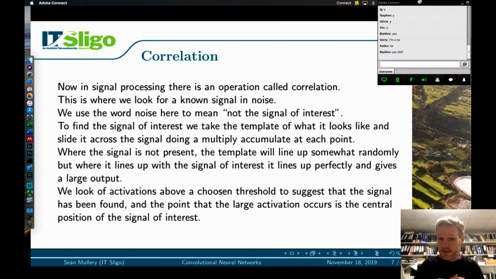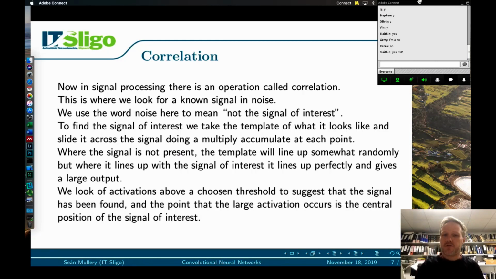And by noise here, we simply mean the part of the signal that's not of interest to us. So there's something in the signal we're looking for, and you can think of it as a matched filter, or a template, that we slide across the image, and we ask, does it look like that? Does it look like that as it goes across the image or across the signal?